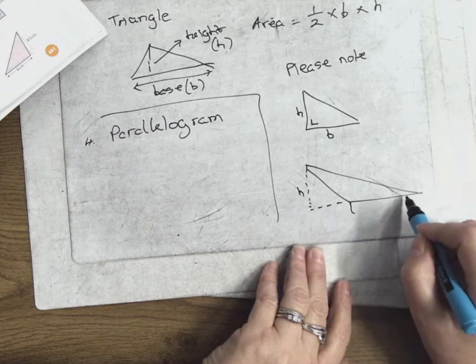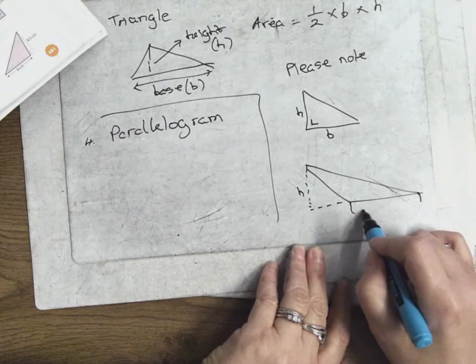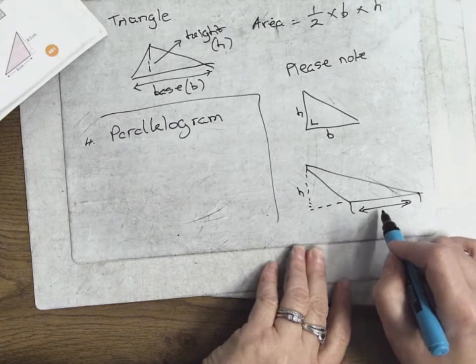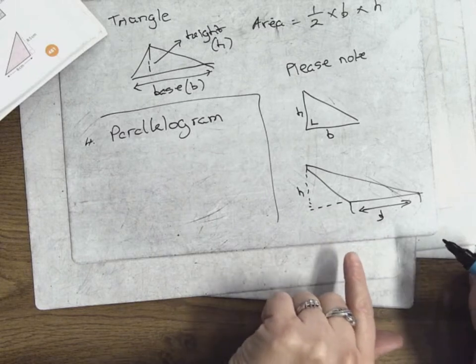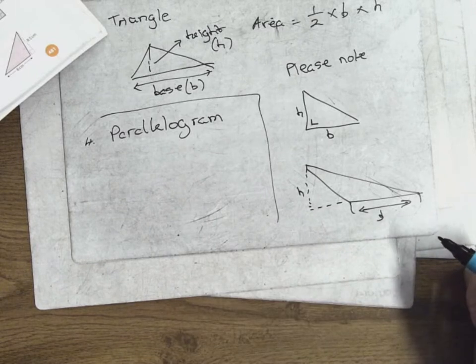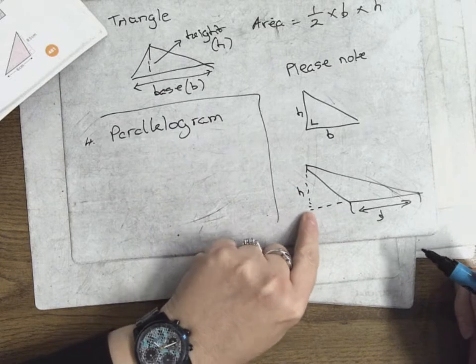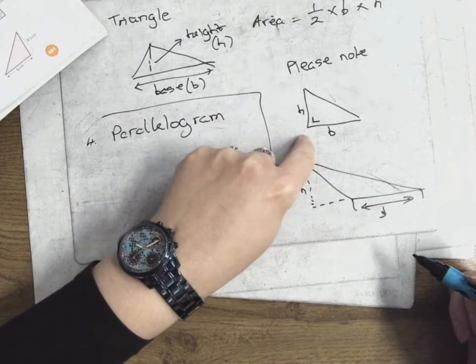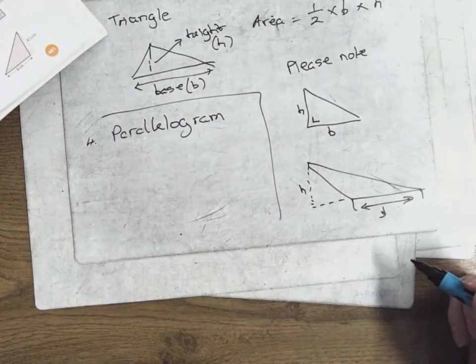This here is still the base. From here to here is still the base. But the height is on the outside in that weird looking triangle. Okay? And that's perfectly fine. So the height's on the outside in this triangle and the height is the side in that triangle. Okay?